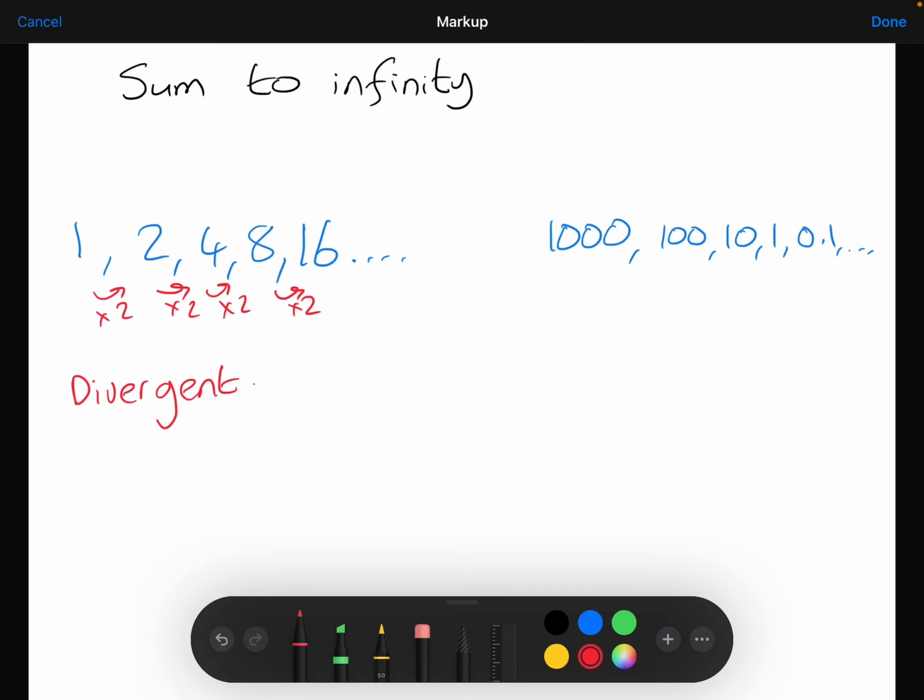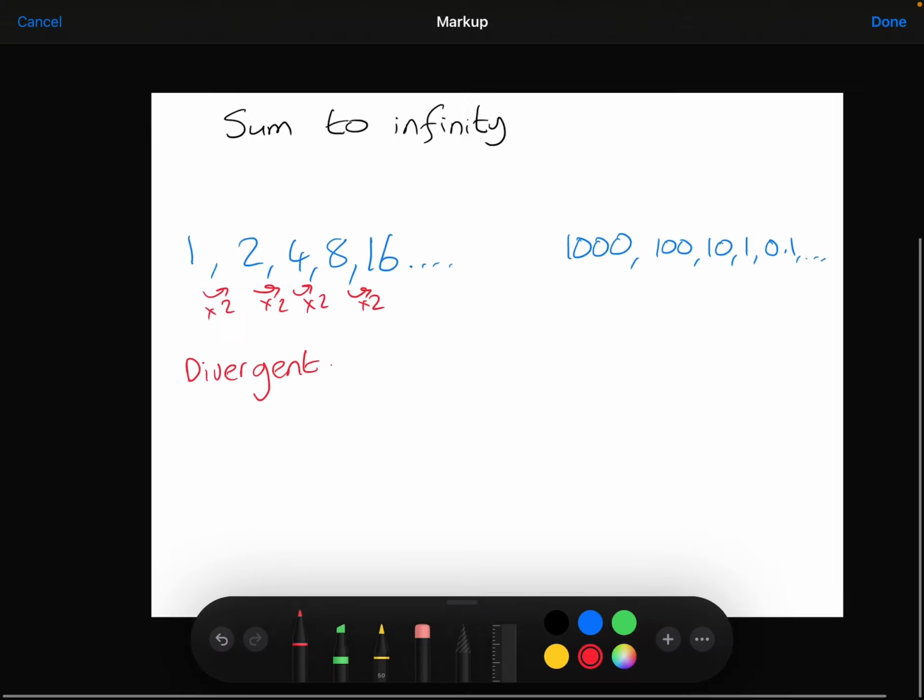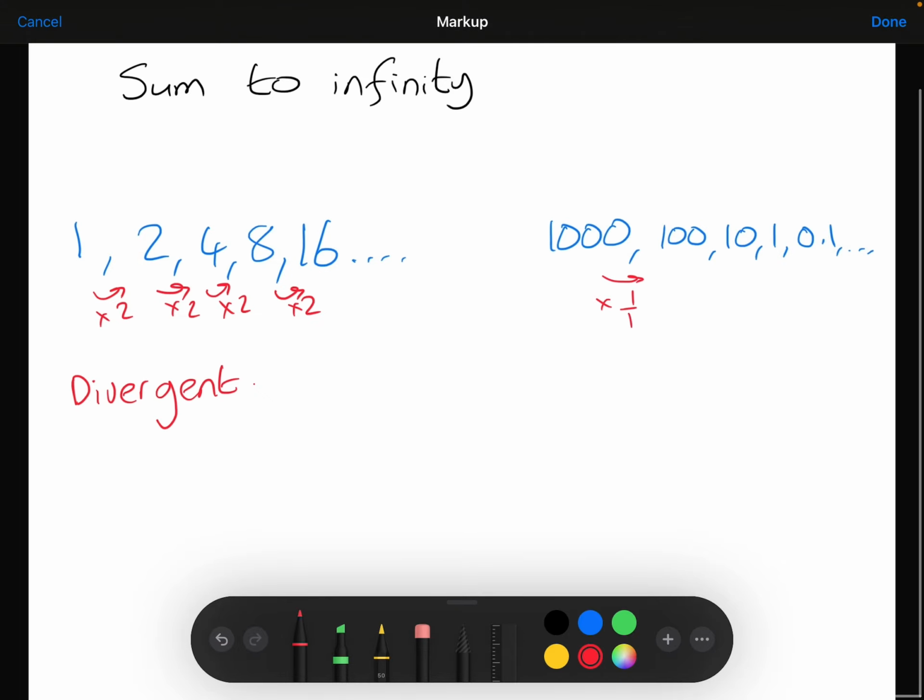But that's not always the case with the sum to infinity. For example, this other sequence here, 1,000, 100, 10, 1, 0.1, and so on. In this case, because the common ratio is 1/10, the numbers are getting progressively smaller and smaller. I can calculate the sum to infinity of this sequence because even though I'm adding an infinite number of numbers, those numbers that I'm adding get progressively smaller and smaller.